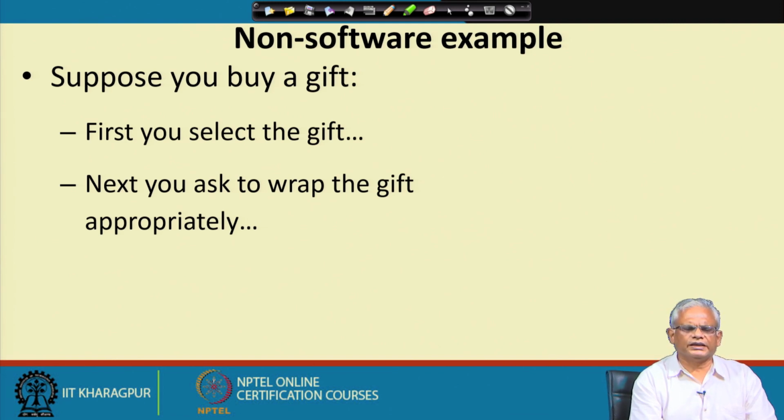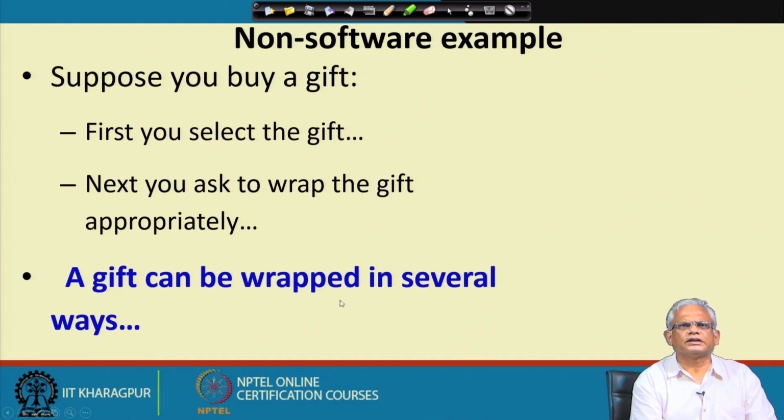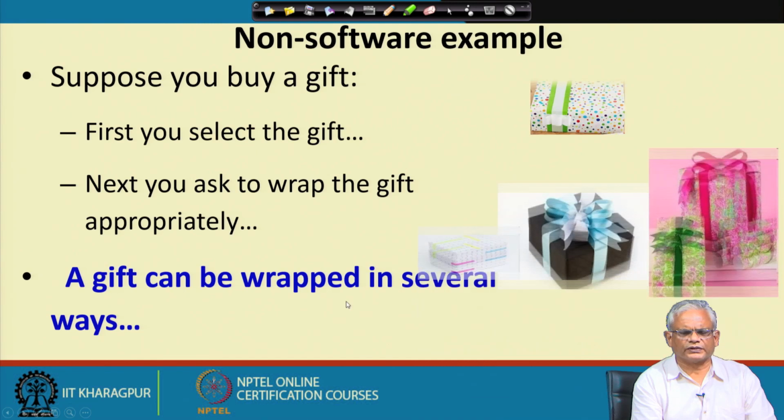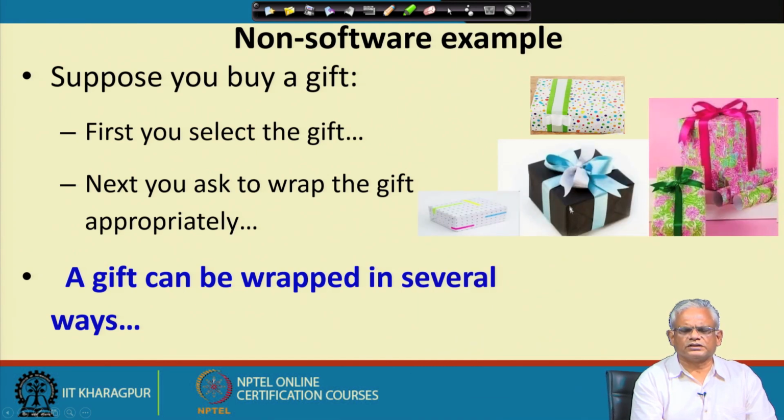Let us say you went to buy a gift. You went to the gift shop and selected the gift, and then you ask the shopkeeper to wrap the gift appropriately, but then you had several options. It can be wrapped up in several ways, maybe just a paper, maybe a paper with a tape, maybe with a bow, and so on.